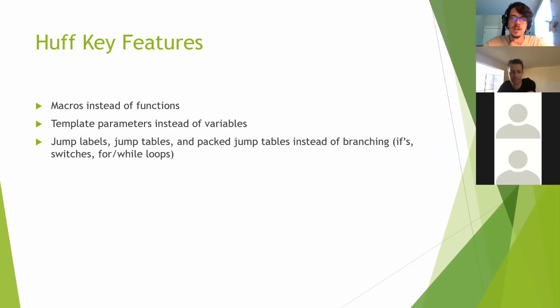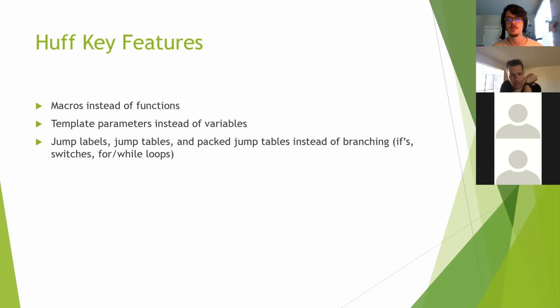So the key features, like I mentioned, there's macros instead of functions. They're essentially analogous to functions. There are template parameters instead of variables. So I know I already said that there's no such thing as variables, and this is kind of true, kind of false. Template parameters are like input parameters for a function, but basically what they allow you to do is name some piece of memory, and then you can push that to the stack later, and that's a template parameter.